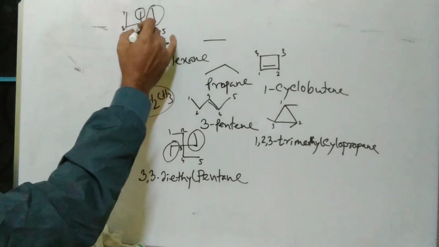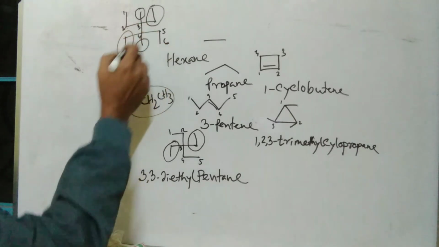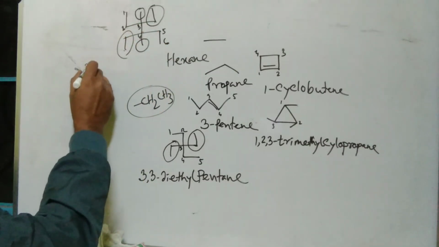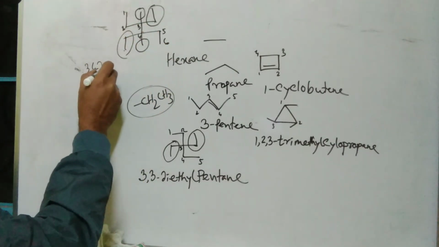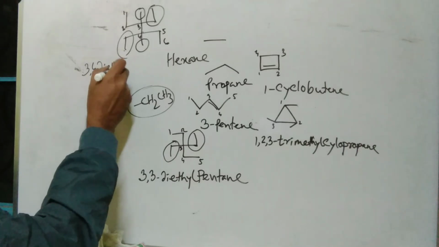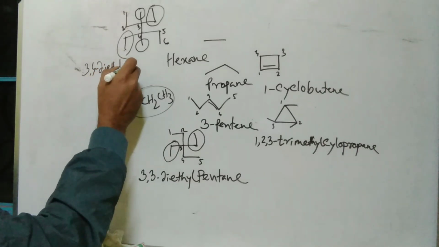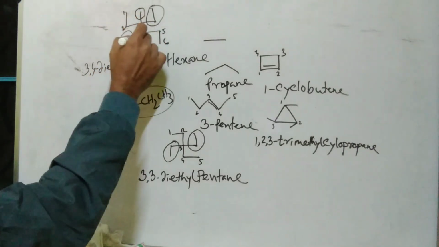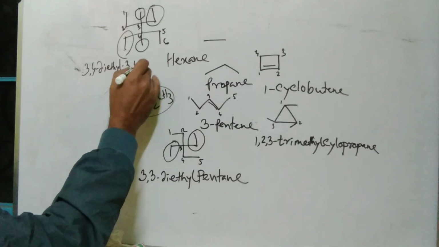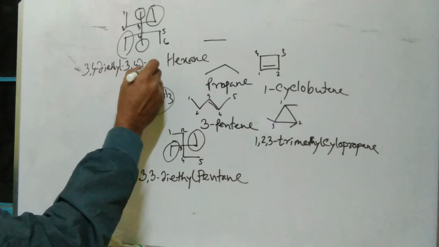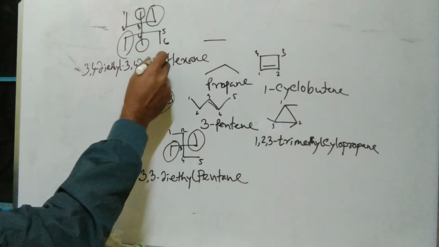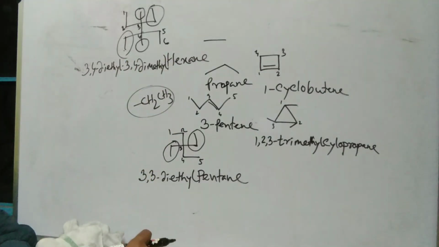Now the positions of ethyl are 3 and 4. So this one is 3, 4, then hyphen, then diethyl, then again hyphen, then again 3, 4 for methyl, and then dimethyl, then hexane. So this is the complete name of this molecule: 3, 4 diethyl, 3, 4 dimethyl hexane.